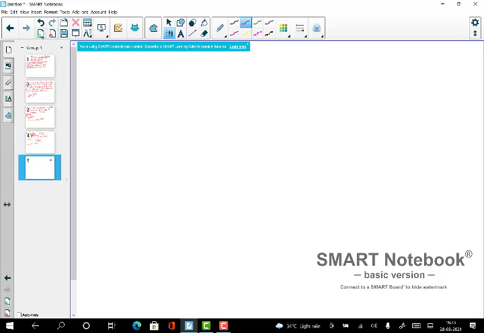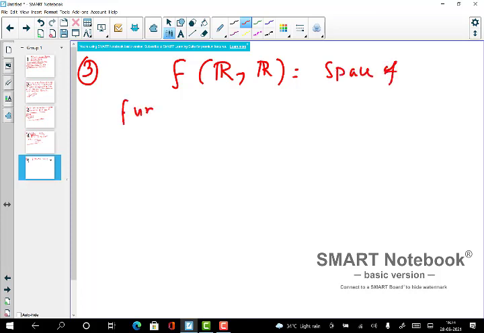Maybe let me discuss a few more examples. You recall that we defined this space of functions, right? So there is a very special subspace. We recall the space of functions from R to R, and it has a very nice proper subspace called C-infinity functions. That means the functions which are differentiable infinitely many times.